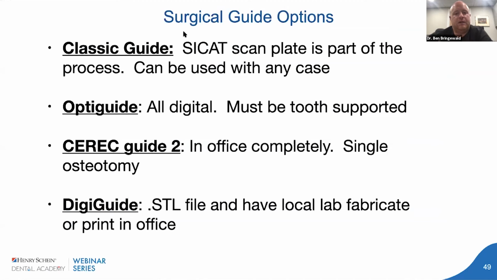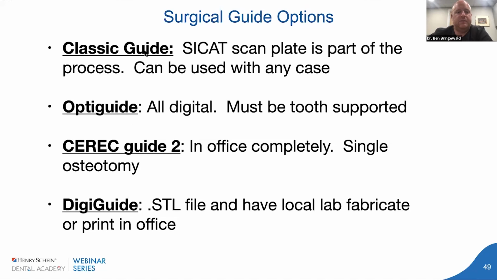There are two guides that are made in-house by CCAT. That's the classical guide and the Opti guide. The main difference between the 2 is that the Opti guide is all digital, so you don't have to take any impressions, anything like that. You can take just your digital intraoral impression and your CBCT, and that's all the information that they need once you have planned the implant.